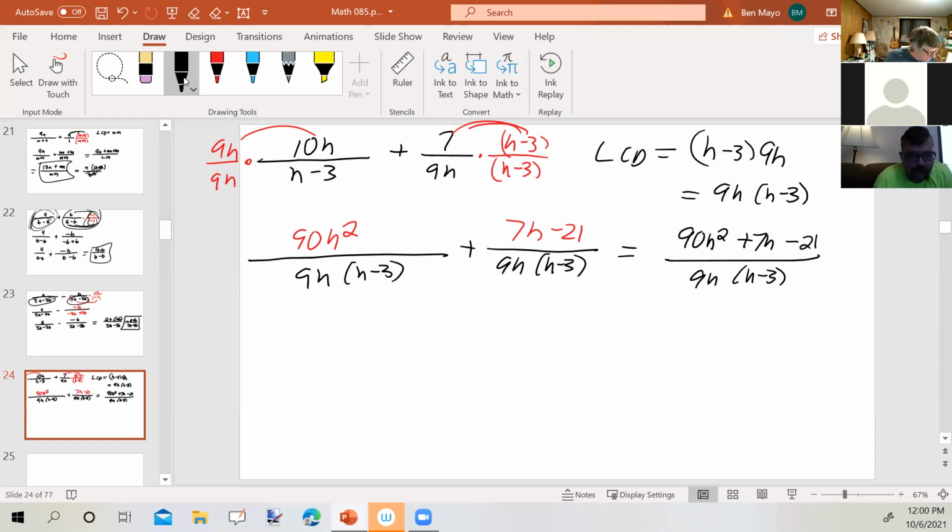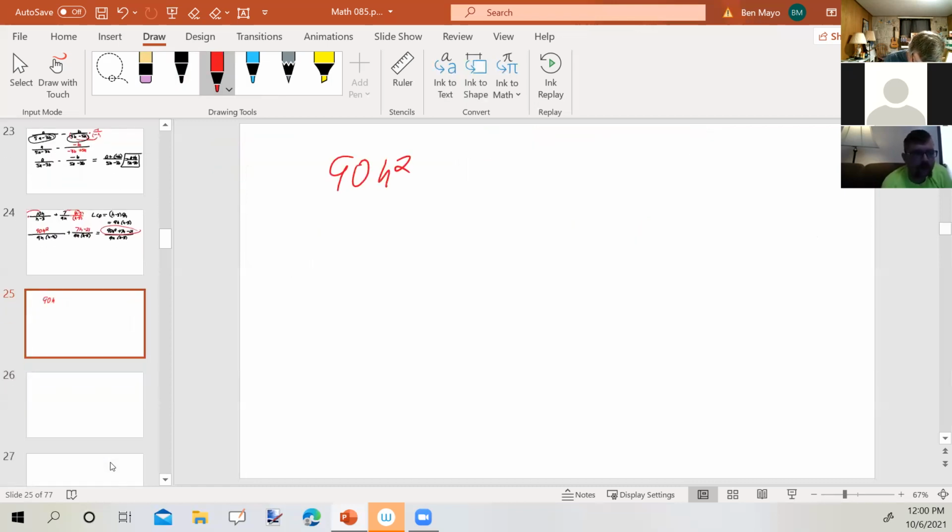So then the question is, can I factor that numerator? Wow. Well, let's find out. I'm going to take this and rewrite it on the next page. 90h squared plus 7h minus 21. So this is a trinomial. It's in standard form, okay? There's no greatest common factor.